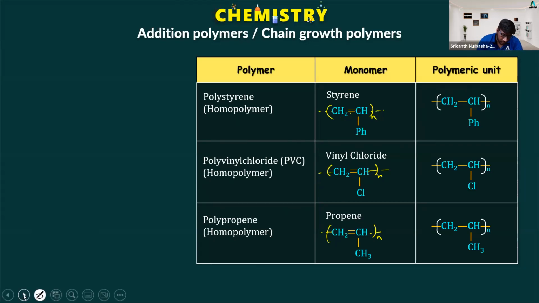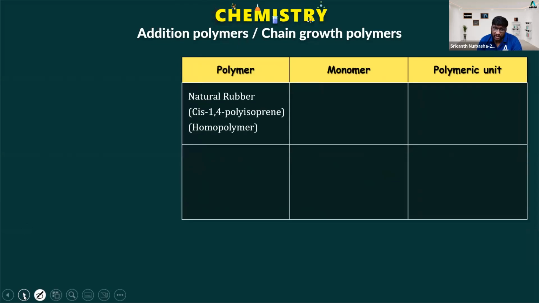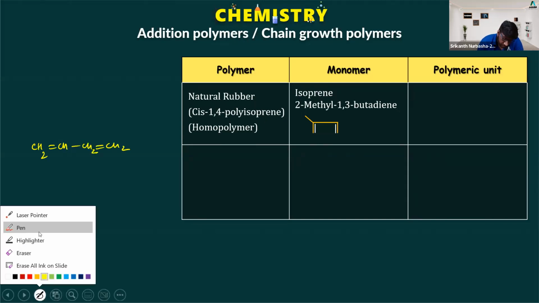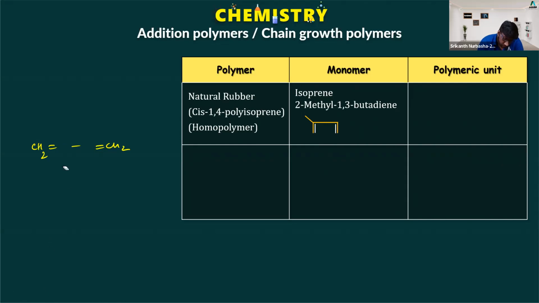And you can also have other polymers like rubber: natural rubber and neoprene. Natural rubber is polyisoprene. The monomeric unit present in natural rubber is isoprene, and in the artificial or synthetic rubber, you will be having chloroprene. The natural rubber forms cis-1,4 polyisoprene. Isoprene means 2-methyl-1,3-butadiene. Understand this point carefully. Butadiene: CH2 double bond CH, CH double bond CH2. On the second carbon, you have a methyl group.